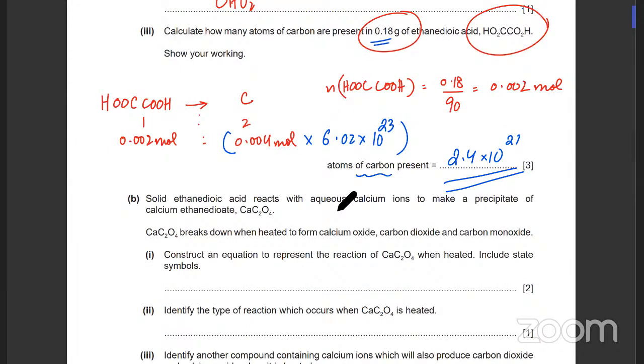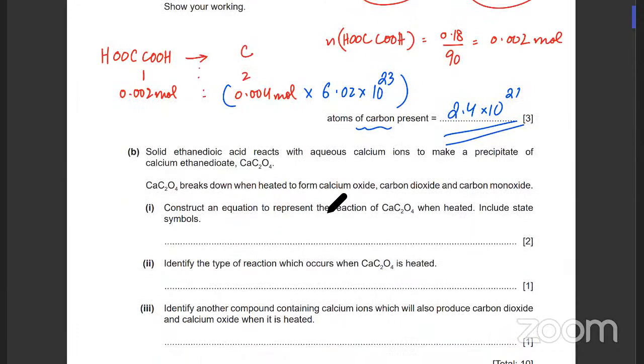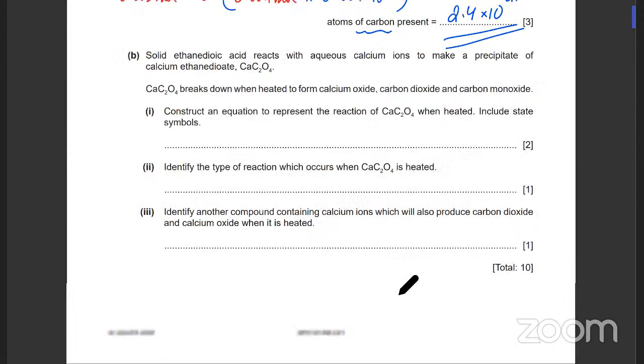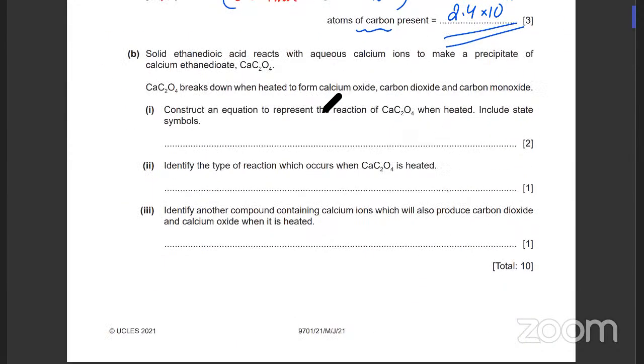Now the next part is you've got to construct an equation. So let's do this quickly. Last 3 parts: represent the reaction of when heated. So you're heating this one, CaC2O4, and what is happening? It breaks down to form calcium oxide, carbon dioxide, and carbon monoxide. So is this already balanced? That's CaO. The oxygen is 3 plus 1, that's 4. So I think that looks balanced.